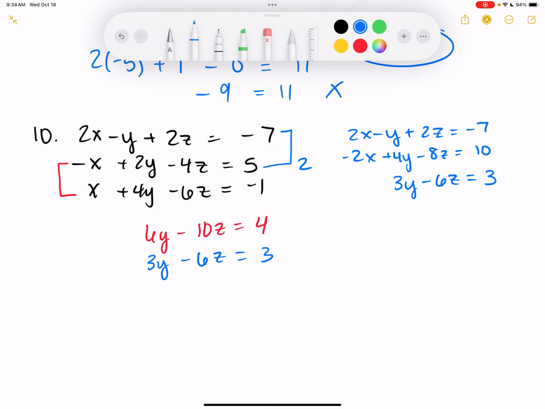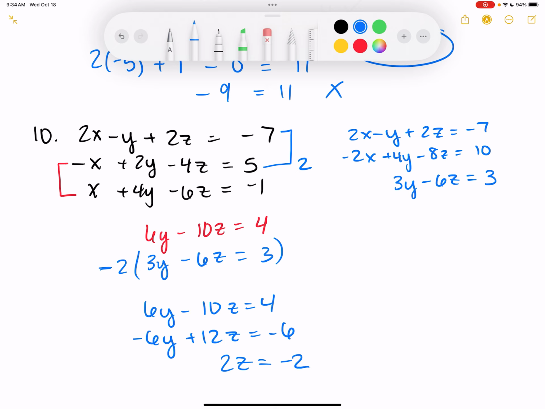Which one? So I'm going to have 6y minus 10z is equal to 4. And I need a -2 here. So that's going to be -6y plus 12z is equal to -6. So 2z is equal to -2. So z is equal to -1. So all that work to solve for one of the variables.